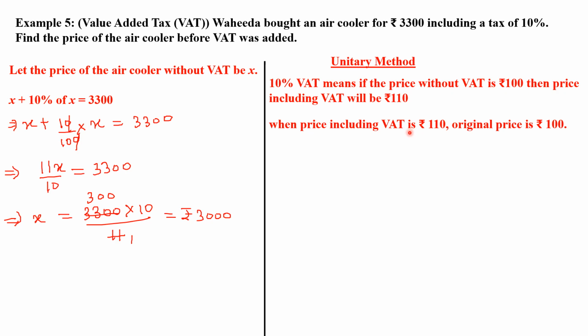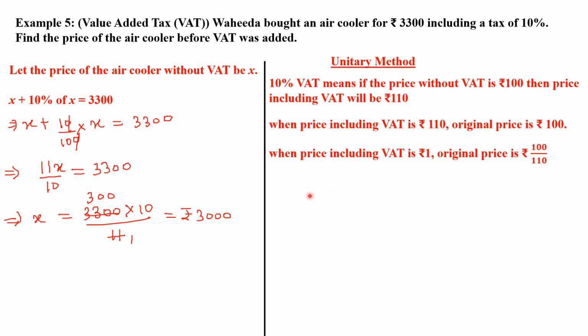Now in unitary method, you have to be very careful. Whatever you have to find, that you have to keep it on the right side. Now here I have to find the price of the cooler before VAT was added, means I have to find the original price of the cooler. That's why I have kept my original price towards the right side. Now, as it is a unitary method, so first I have to find the value for a unit. Okay, it means when price including VAT is 1 rupee, my original price will be 100 by 110 rupees, isn't it?